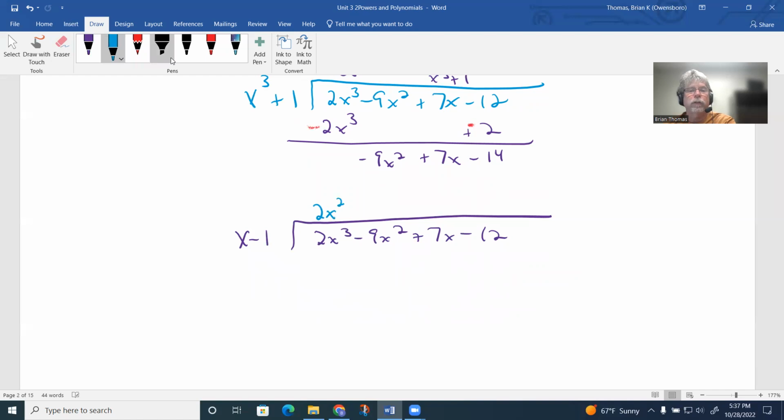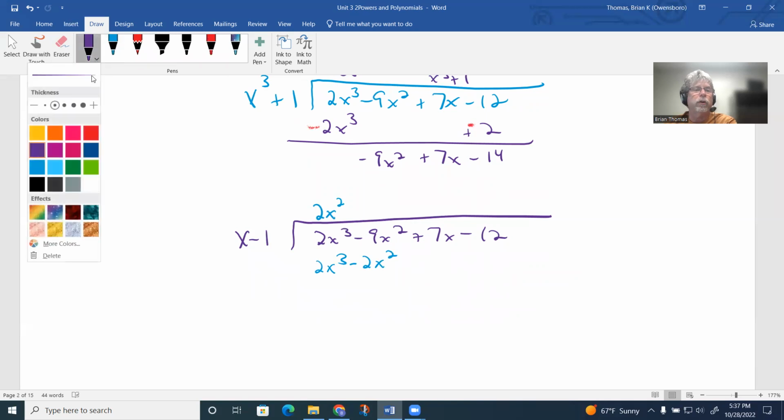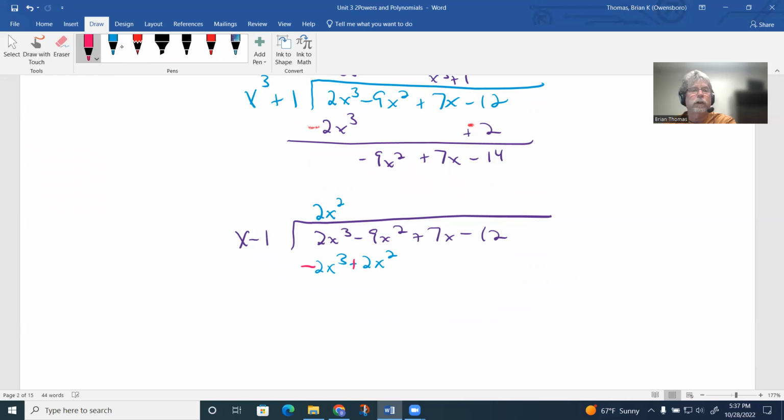And 2x squared times x is going to be 2x to the third. 2x squared times negative 1 is negative 2x squared. So then we come through here and we're going to change the signs. So this is going to become a negative and this is going to become a positive. And now we go back to adding these terms. So the first pair drops out, but negative 9x squared and 2x squared becomes negative 7x squared. The plus 7x comes down and the minus 12 comes down.